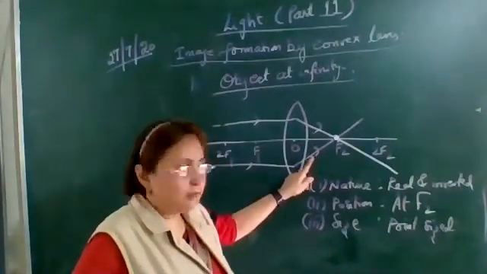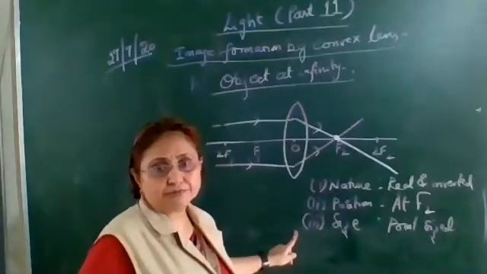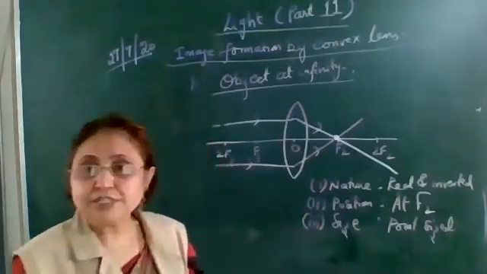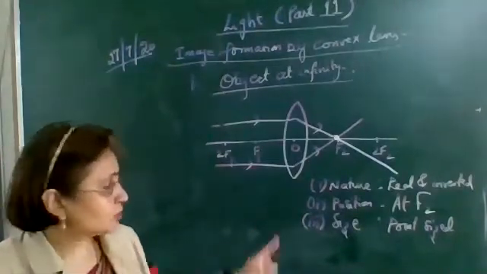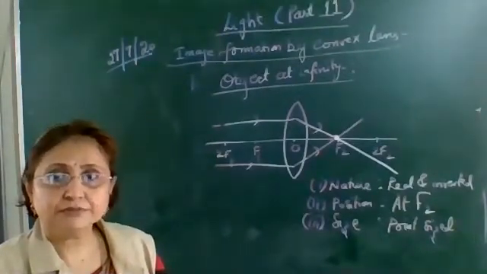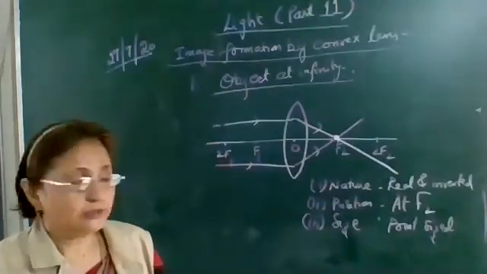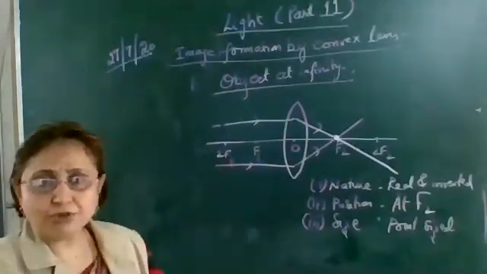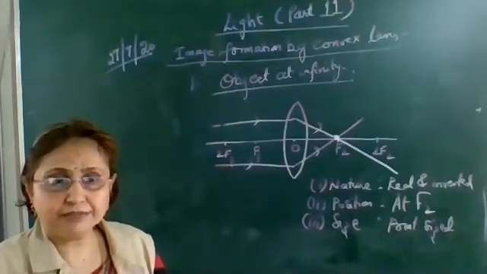Draw this diagram. Then write the three points about the image. The first point, write down the nature of the image. Okay, as it's given on the board, same way, copy it down. Nature: real and inverted.